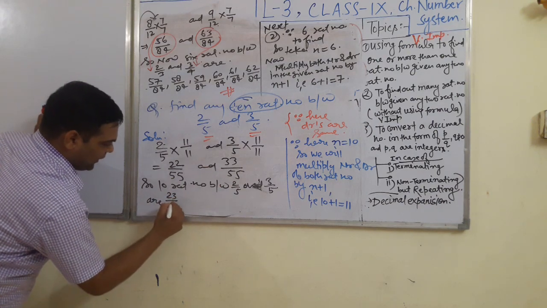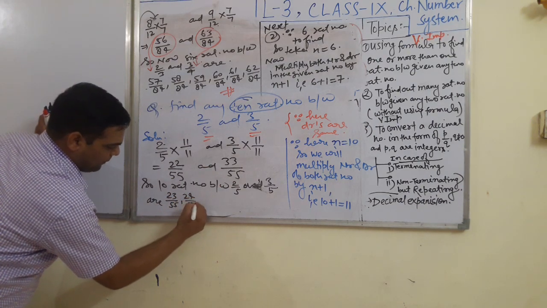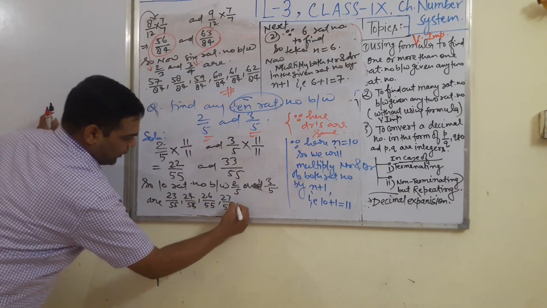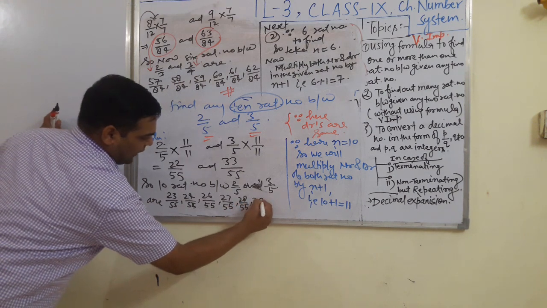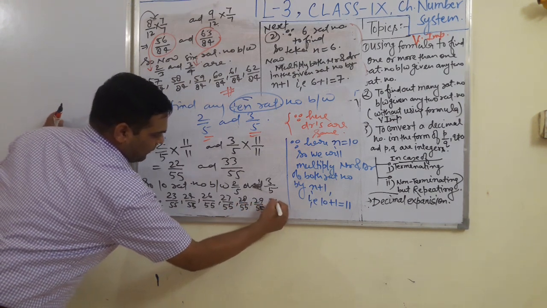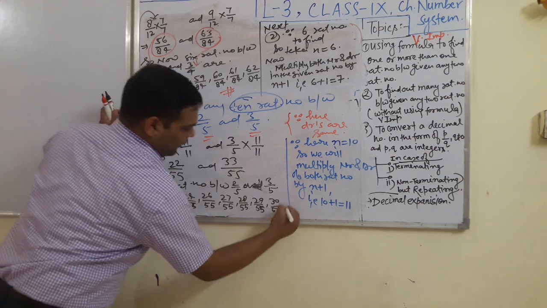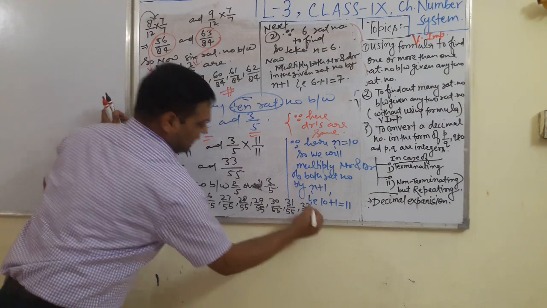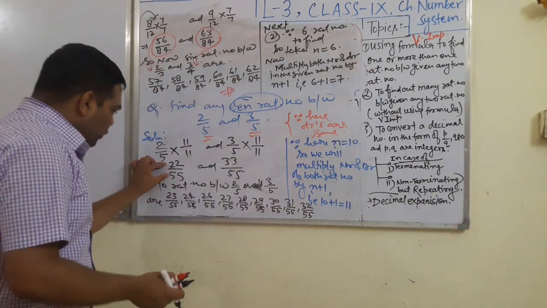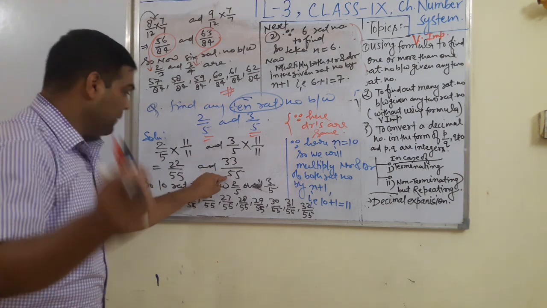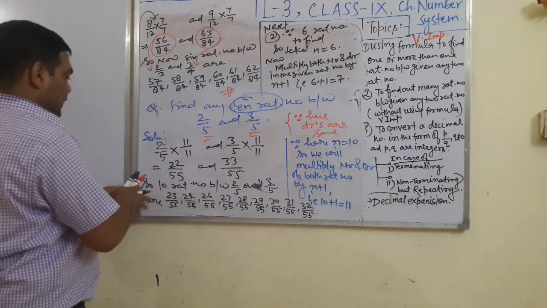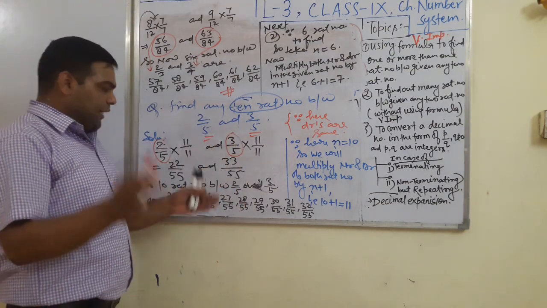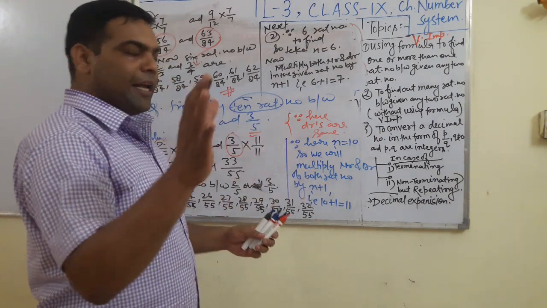It will be 23 upon 55, 24 upon 55, 26 upon 55, 27 upon 55, 28 upon 55, 29 upon 55, 30 upon 55, 31 upon 55, 32 upon 55. These are 10 rational numbers between 22 by 55 and 33 by 55, whose simplest forms are 2 by 5 and 3 by 5. Is it clear students? I hope all of you are perfectly satisfied.